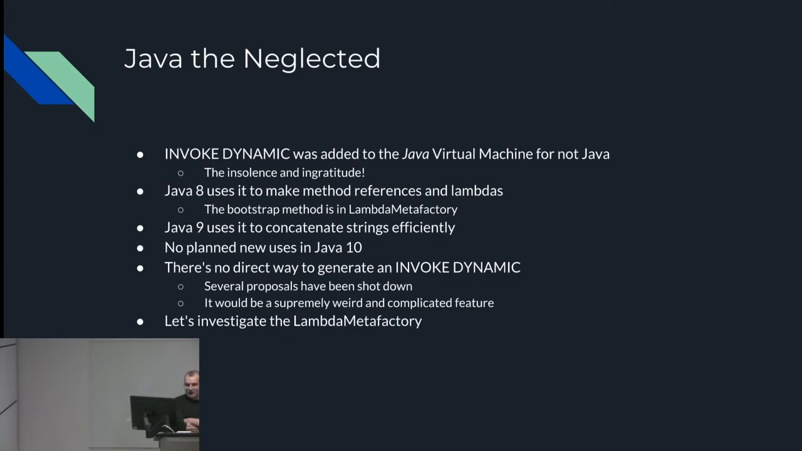And also there is no way to actually generate an INVOKE Dynamic instruction directly. You can incidentally generate one as part of a lambda, but if you want to control what the Bootstrap method is, you can't do that in Java. If you want to do that, go use some other language on the JVM. There have been proposals to put it in, but they keep getting shot down, so, maybe Java 11.